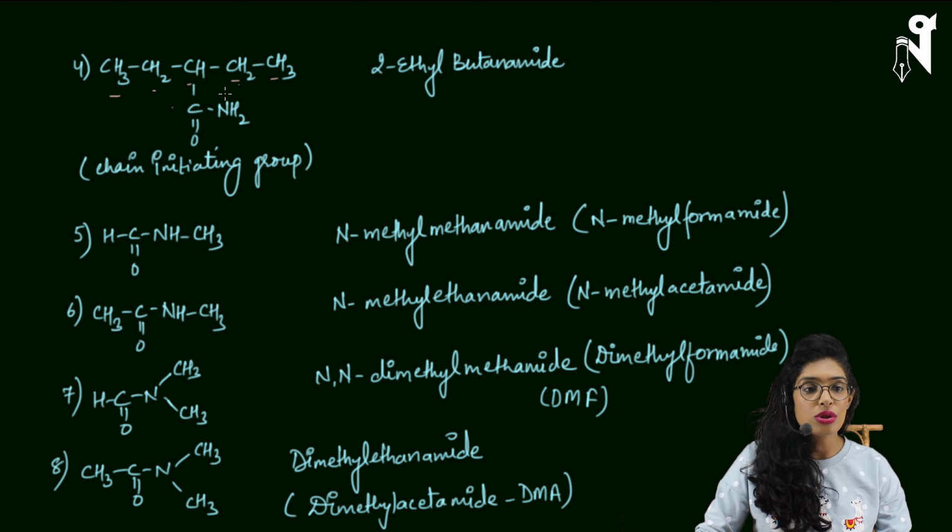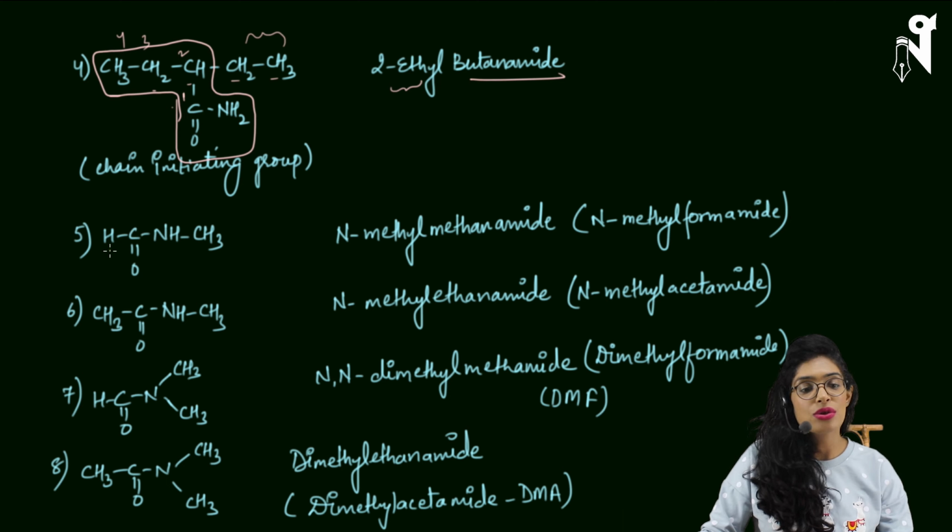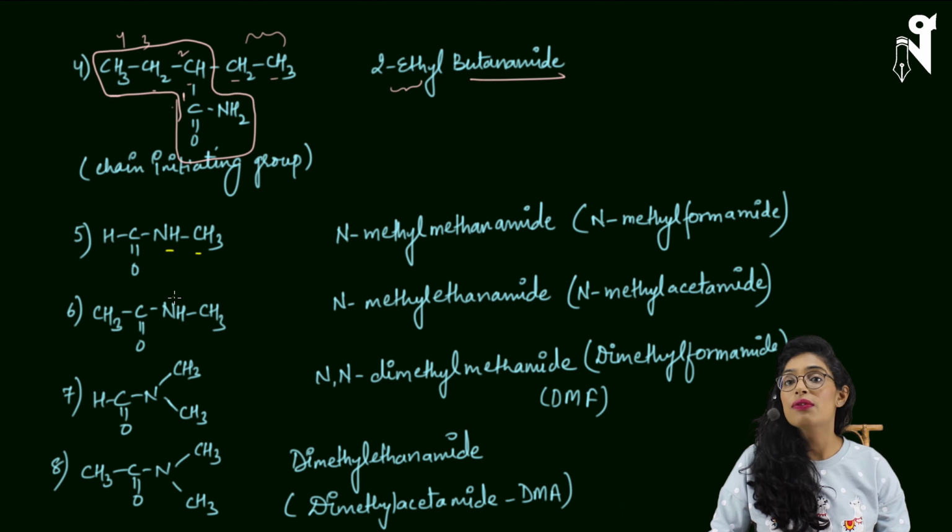So my actual chain will be, this is my principal carbon chain. So this is carbon 1, 2, 3, and 4. It will become butanamide. And on the second position, we have ethyl present. So 2-ethyl butanamide. Next compound, we have HCONH3. Now here you have to understand one thing very carefully.